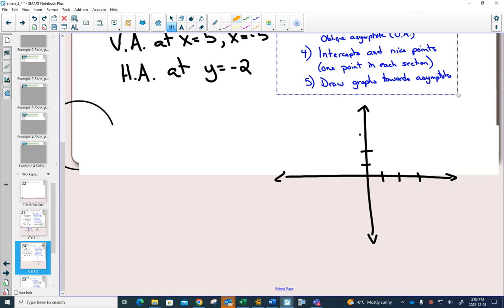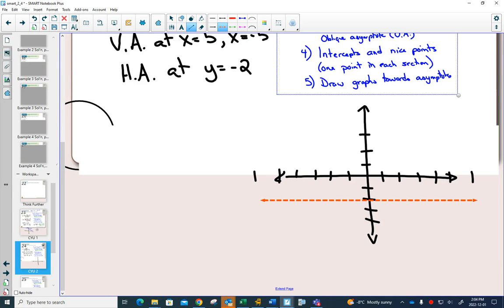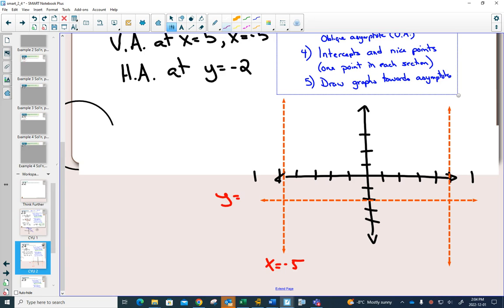So I'll start by drawing your asymptotes on our graph. We have a horizontal asymptote at negative 2. Vertical asymptotes at negative 5 and positive 5. And so we need some nice points.